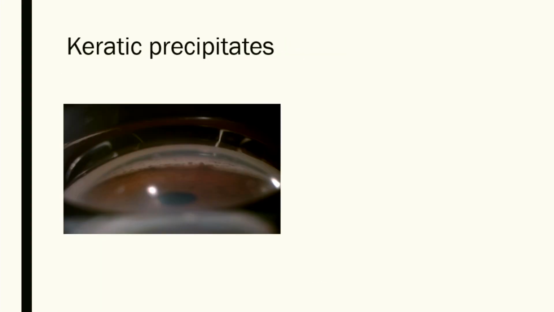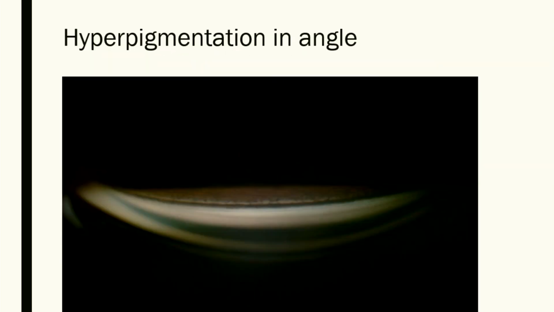So these are keratic precipitates in the angle. Here you can see some greyish white fluffy material in the angle, and this is pseudoexfoliation. This is another image showing hyperpigmentation in the angle.